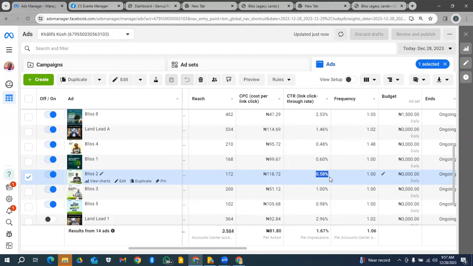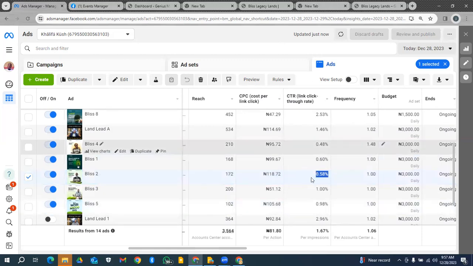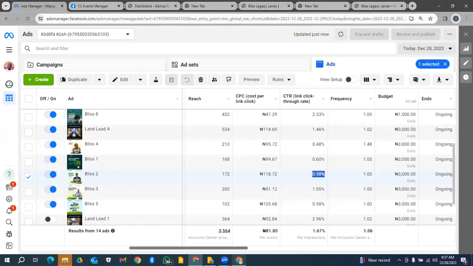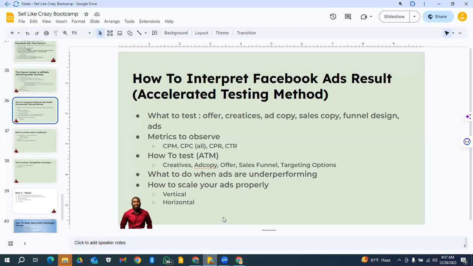Okay, so those are what it means. Now, the higher your CTR, the more your ad copy and your creative resonate with the people who are looking at it and want to take action. All right. So the next thing we want to look at, and I'm going to come back to explain all of this, is our CPR, our cost per result.